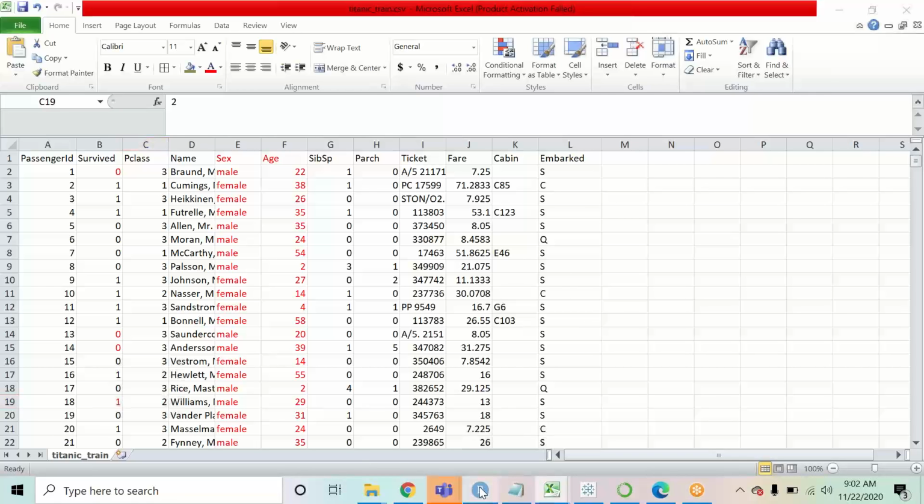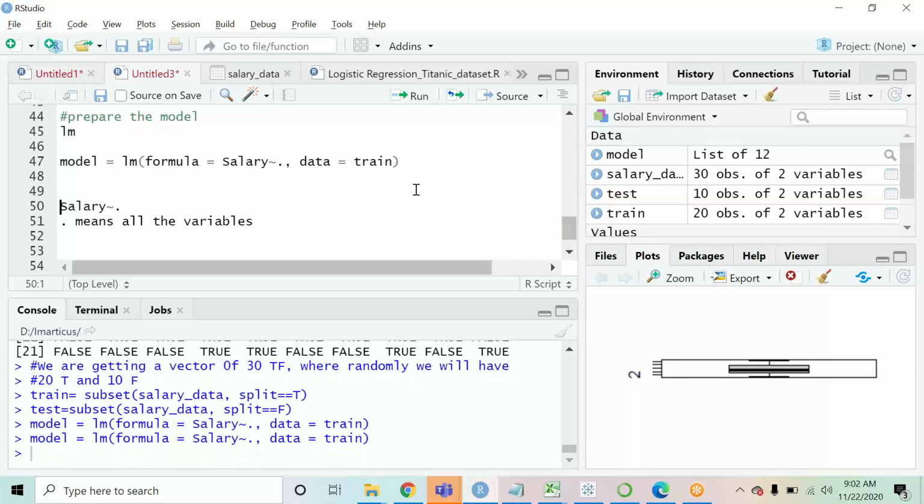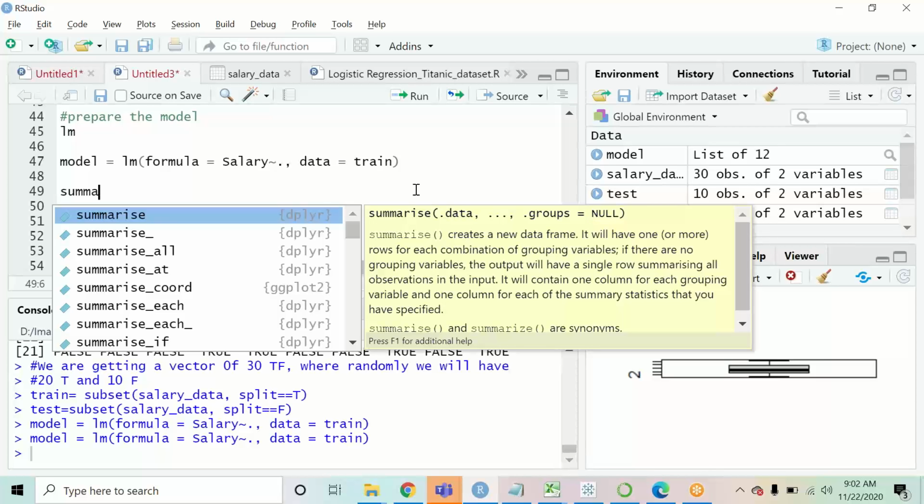So let us jump back to this. Now what I'll be doing over here is building that model. Model equals lm, formula, data equals tree. There we go, so the model is ready. The model has been created. Now what I will do is check out the summary. I would like to see the summary of my model.